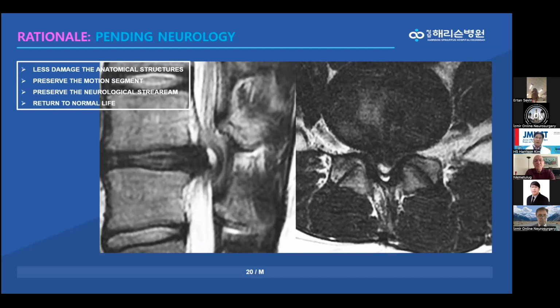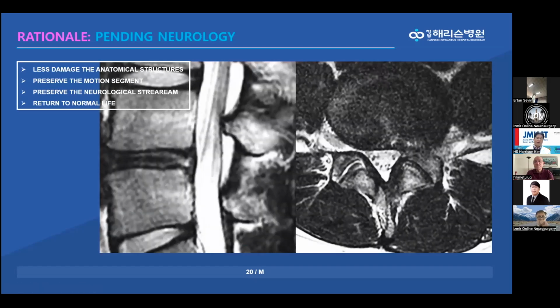But if we perform this process transforaminally, removing this pathology and preserving all structures, I believe that this young person's life quality will be completely changed, and the lifespan remains. But if we cannot perform the transforaminal approach sufficiently like this, the patient may have a not-good life.